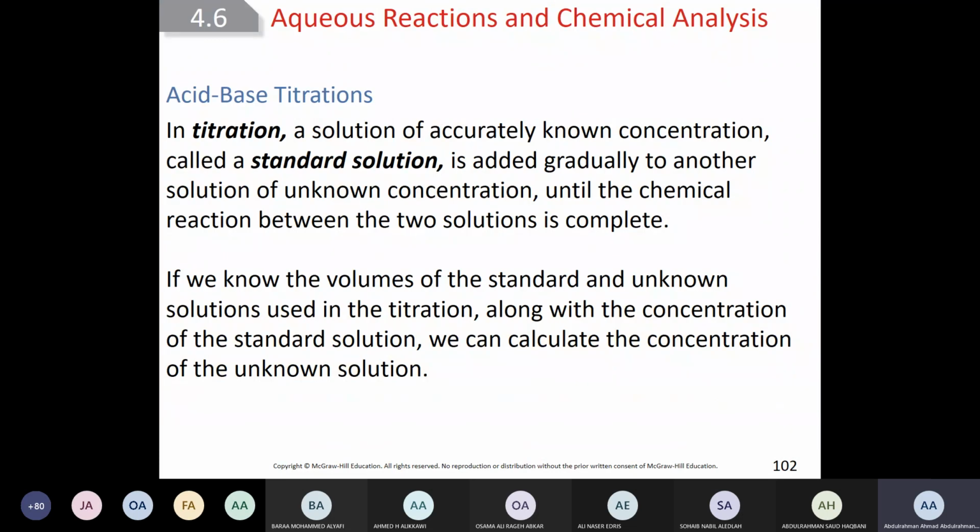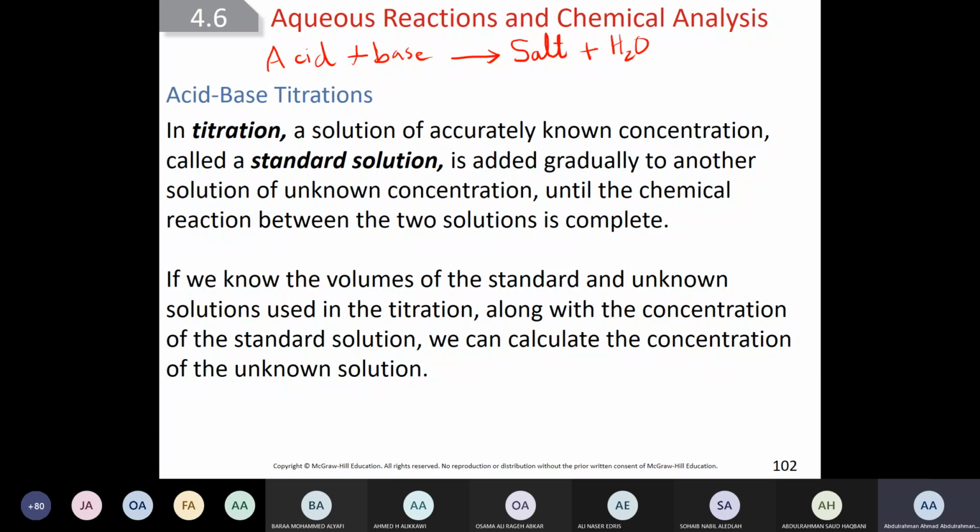Next, we will do what's called acid-base titration. Acid-base titration is a very important topic and work that we always do in chemistry. When you add acid to base, what are you going to get? Always salt and water, H2O.